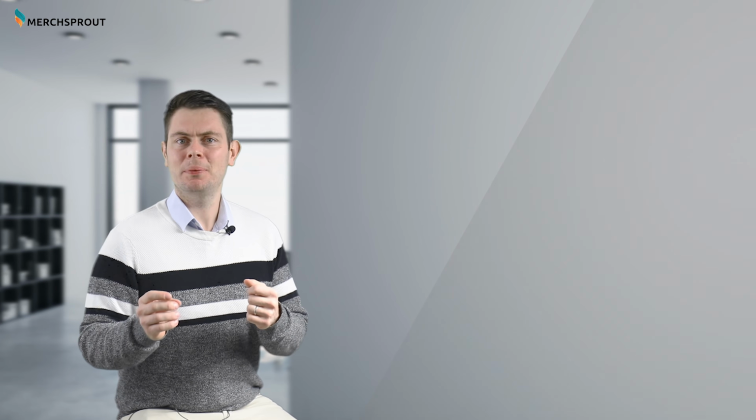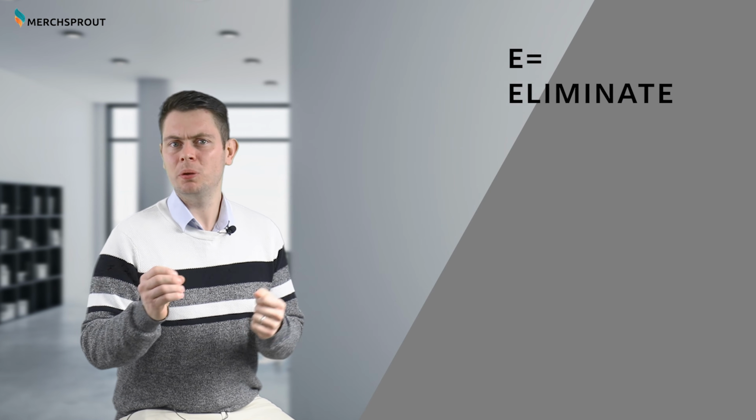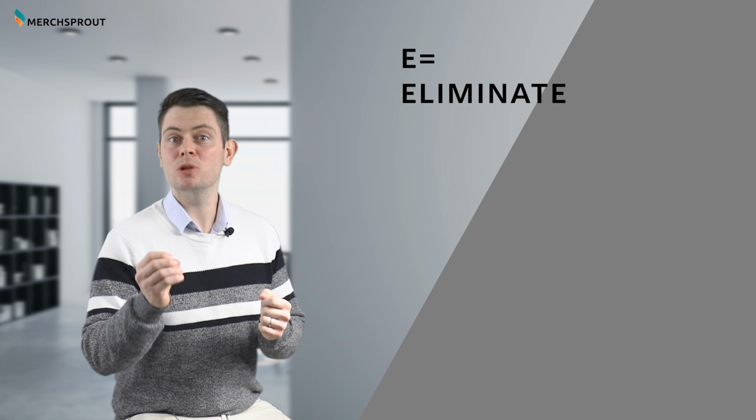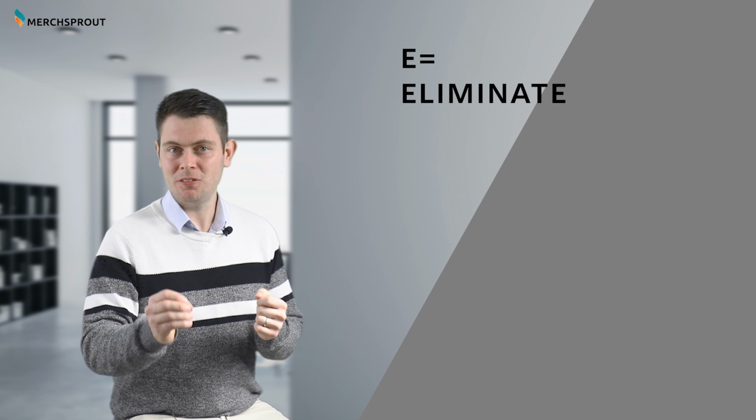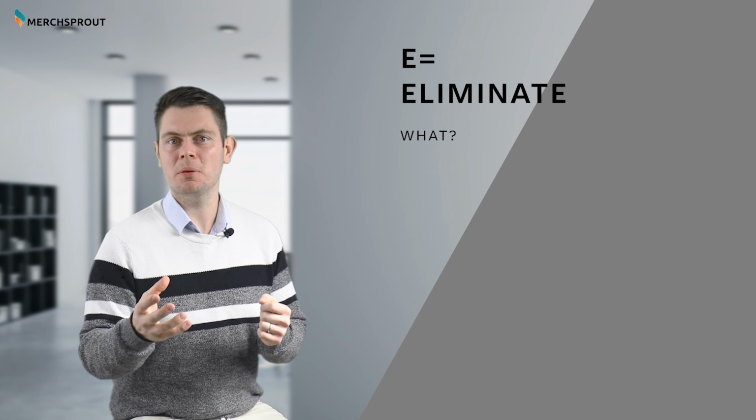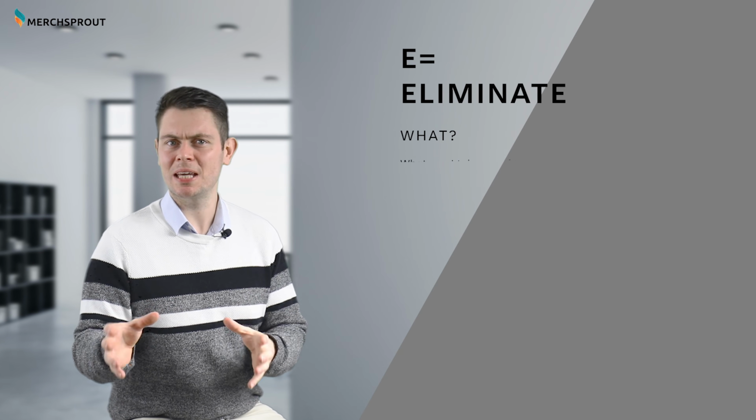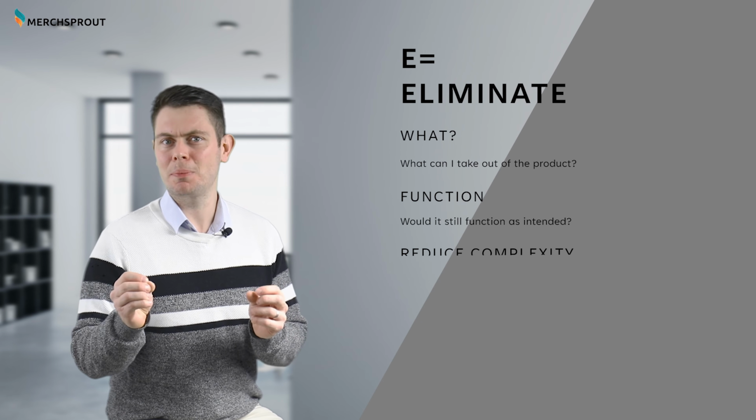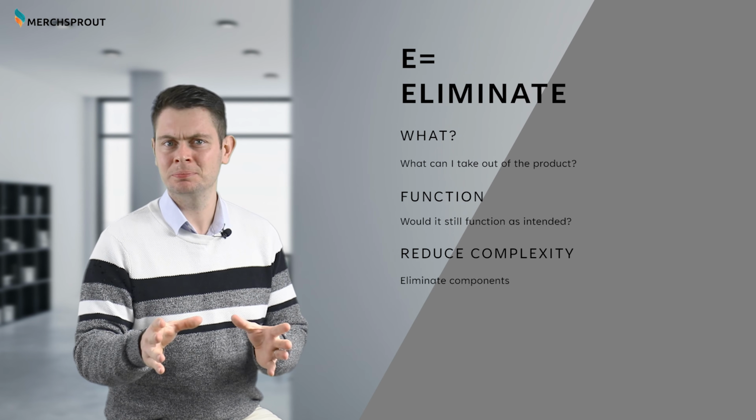Now the E in SCAMPER is eliminate. The overall question here is, what can I take out or eliminate or simplify in my product? If you were able to take something away from the product, would it still function as intended, or would it have a new function? Can you reduce the complexity by eliminating anything here?